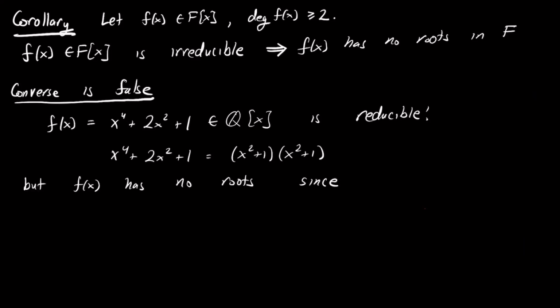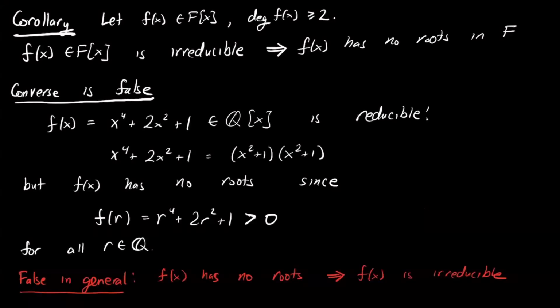And this polynomial has no roots. Why is that? Well, if I look at f of r, I'm going to get r to the fourth plus 2r squared plus 1. That's going to be bigger than 0, and this is true for all r in Q. Okay, so the converse is false. Just to be clear, I've written the converse at the bottom here in red, because red is bad. I'll say f of x has no roots implies f of x is irreducible. This is in general a false statement, right? And we have the counterexample right above.